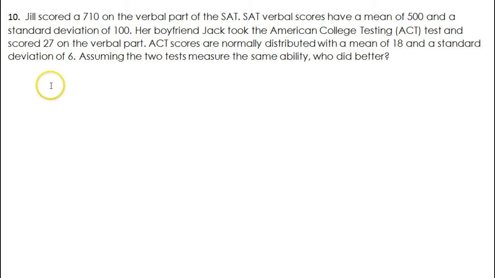Z-scores provide a way to standardize the scores so you can compare them to each other and have a better job at getting a feel for which one is better. So let's use the formula that we know for z-score. The z-score is going to be the value that you have minus the mean, divided by the standard deviation.